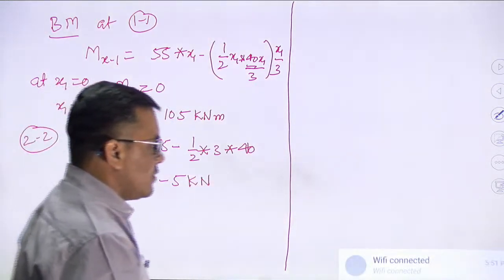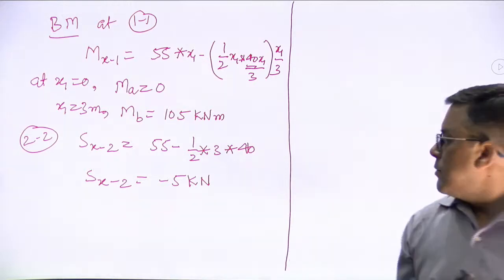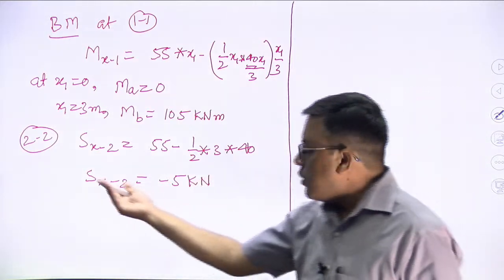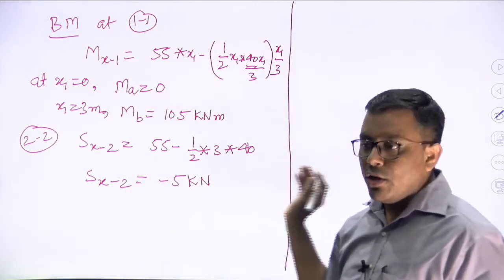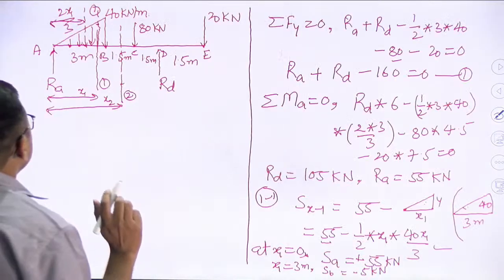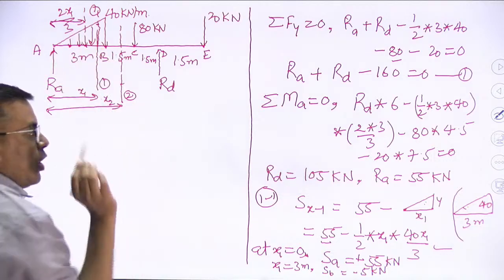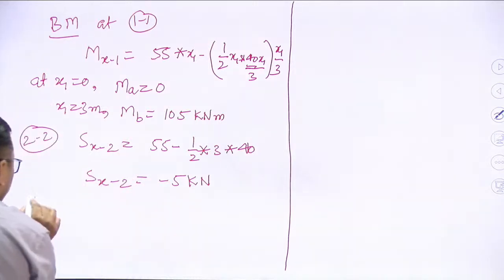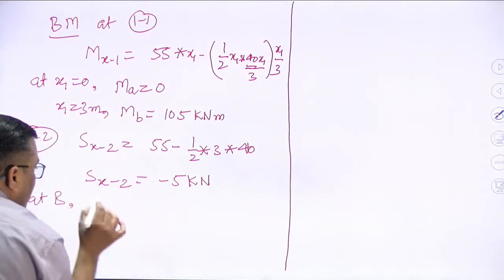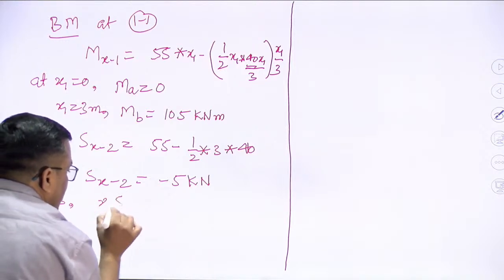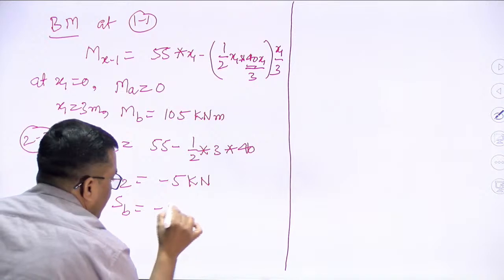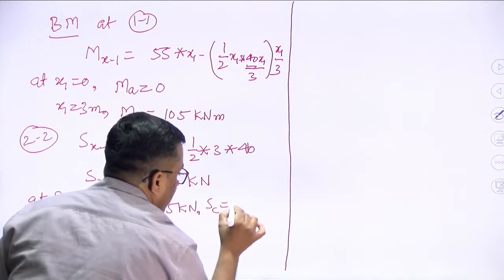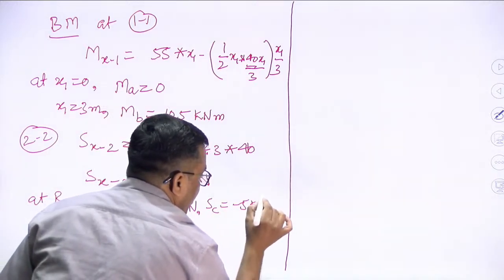Does it depend on x? Okay, what kind of equation is this? The equation is a constant line equation. So is it depending on x? No. So from B to C, the shear force will remain constant. Yes. So shear force at B will be minus 5 kilonewton, and shear force at C will also be minus 5 kilonewton.